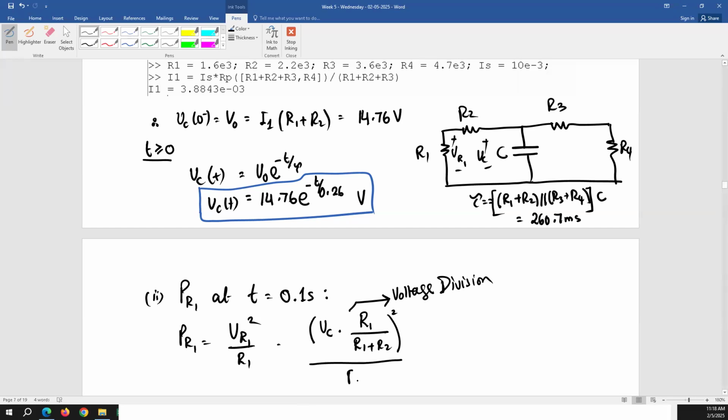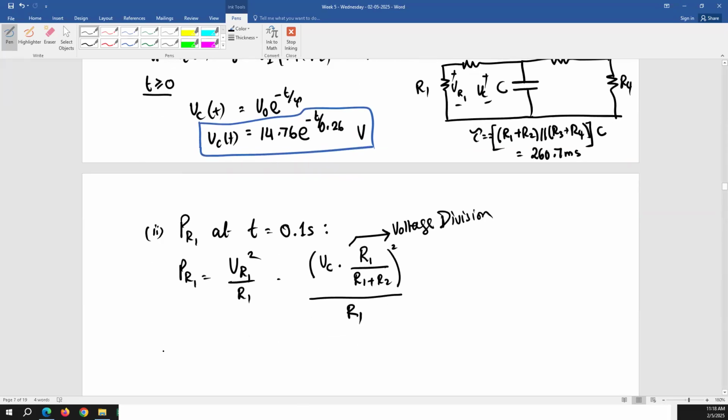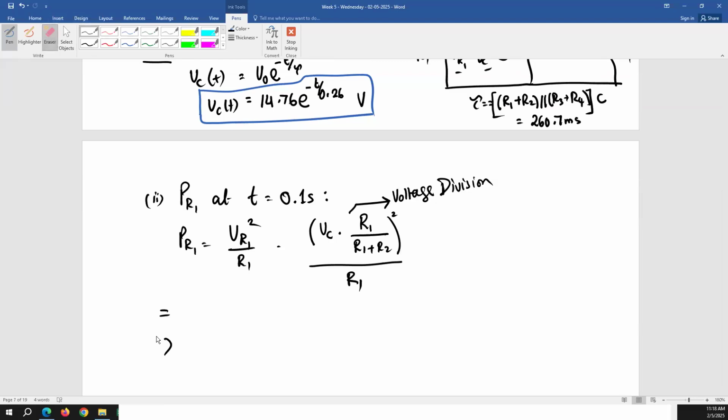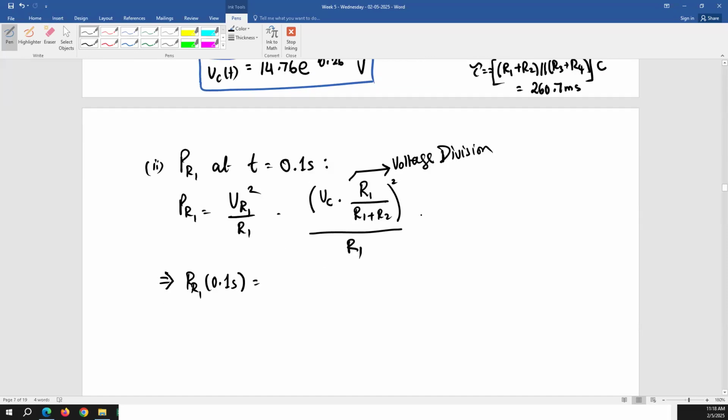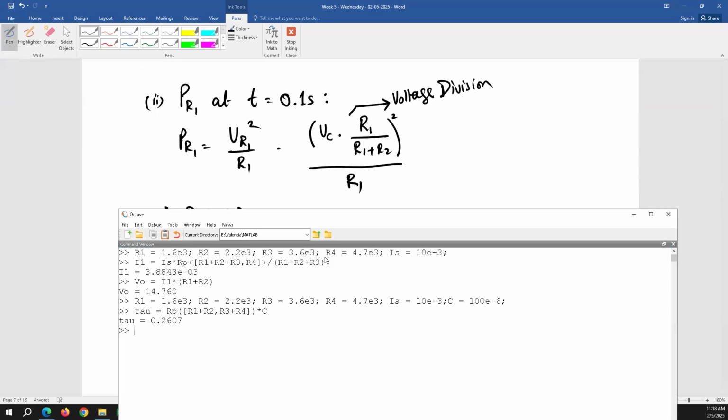Divided by R. So PR1 at, what was that, 0.1 second, 0.1 second. Let's go ahead and calculate it. I'm just going to calculate everything in MATLAB and then just paste that.